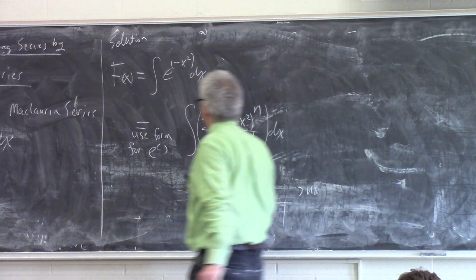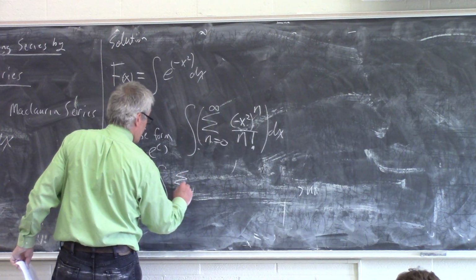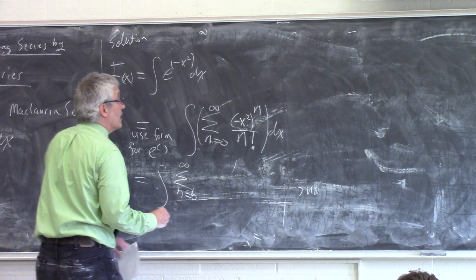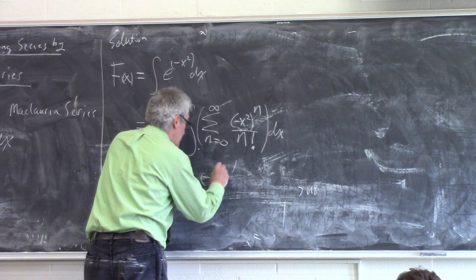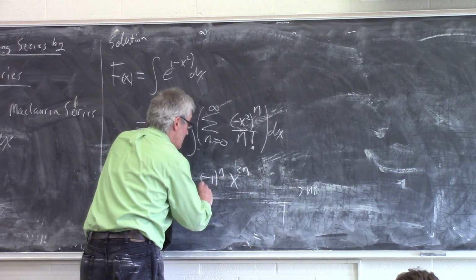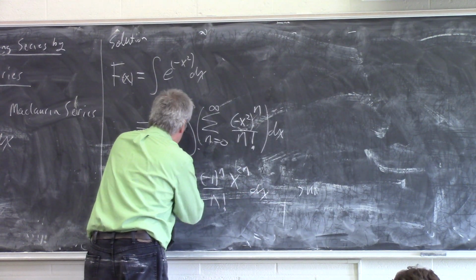Okay, well, let's clean this up a bit. This is the integral of the series n equals 0 to infinity. I'm going to have minus 1 to the n times x to the 2n over n factorial. Anybody remember how to do this?